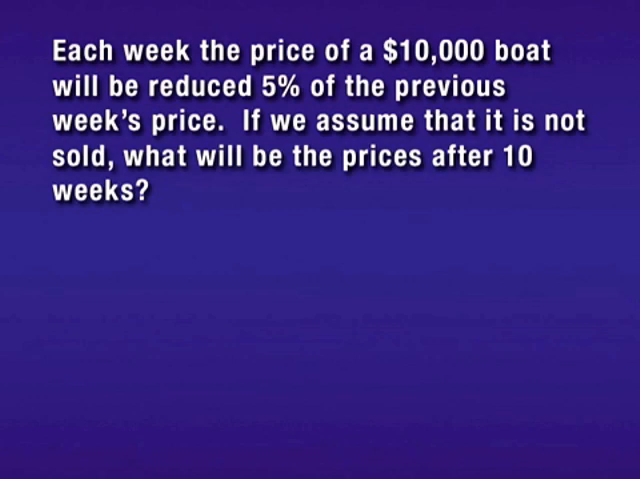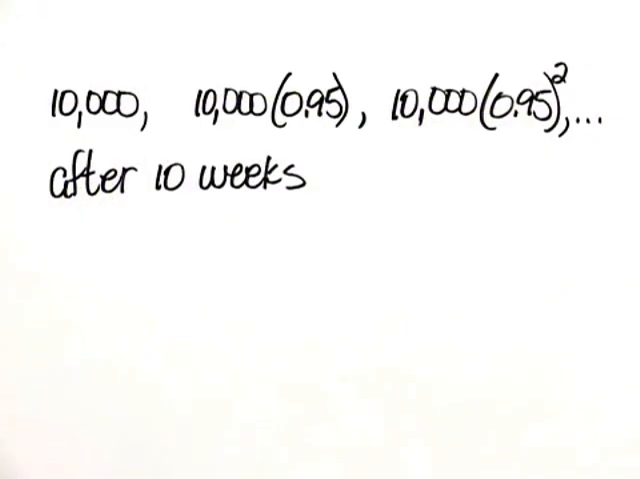Each week, the price of a $10,000 boat will be reduced 5% of the previous week's price. If we assume that it is not sold, what will the price be after 10 weeks? So on the board, I've written down what this situation looks like.